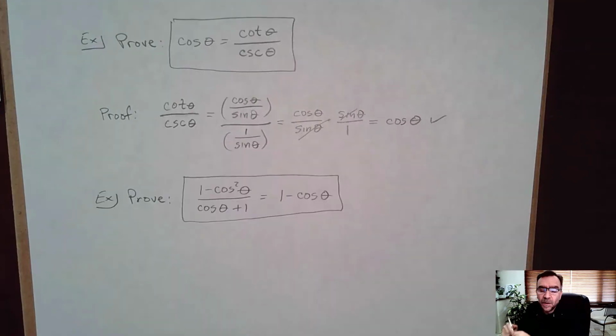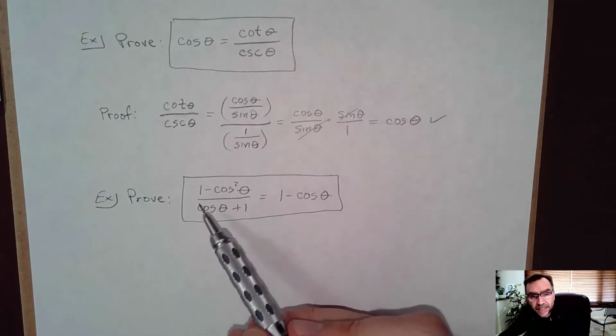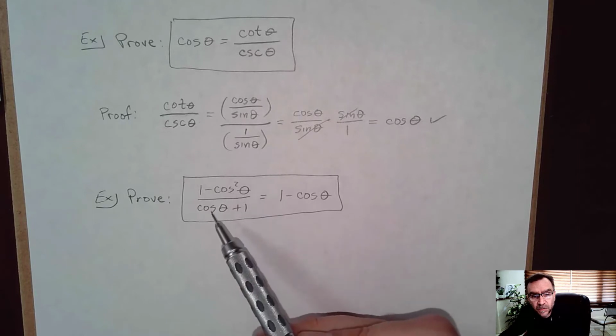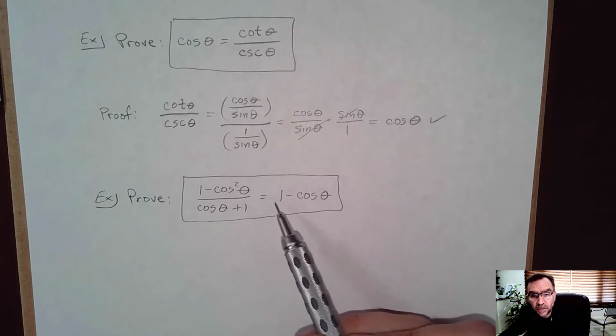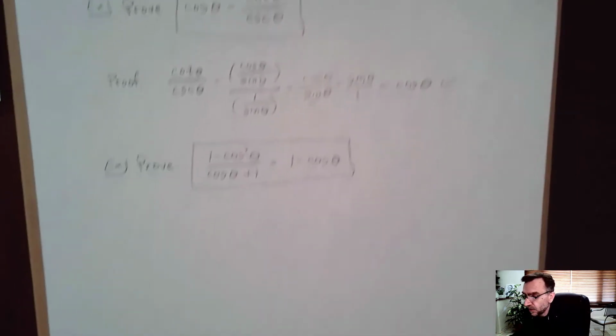Now let's do another one. Okay, now here's another identity, 1 minus cosine squared theta over cosine theta plus 1. That's supposed to always equal 1 minus cosine theta. All right, so let's prove it.